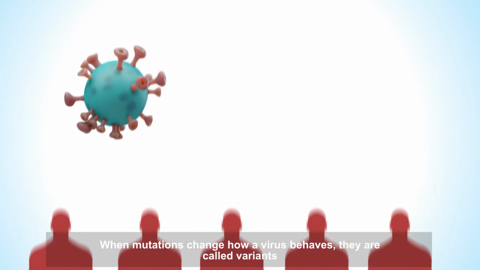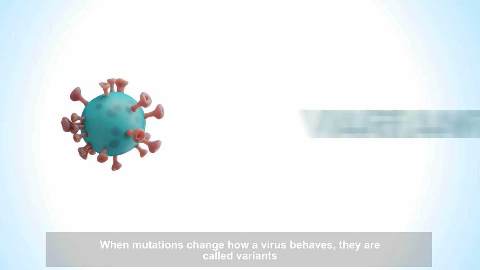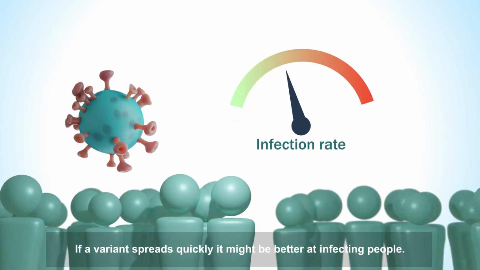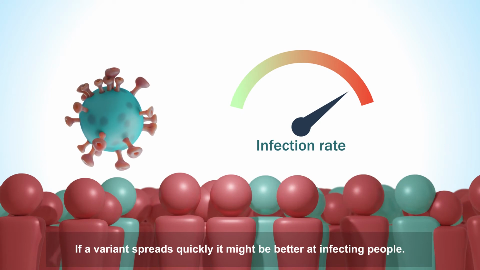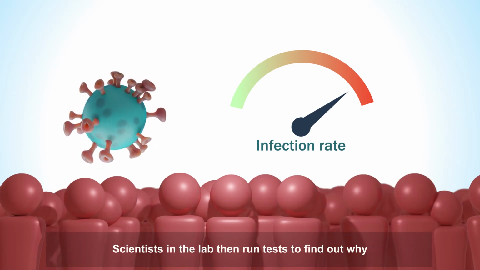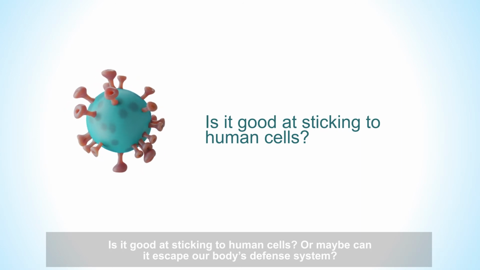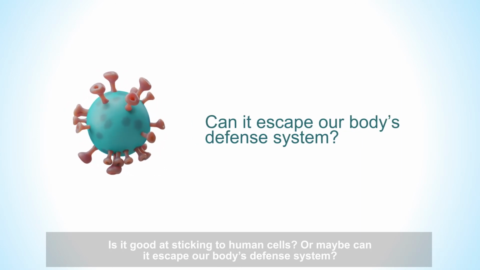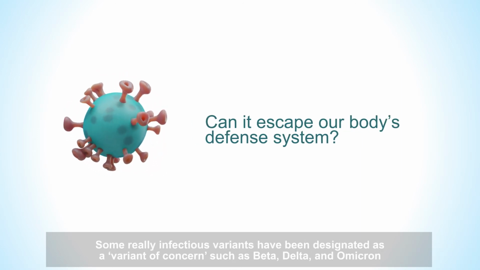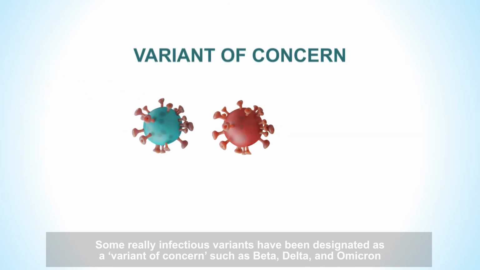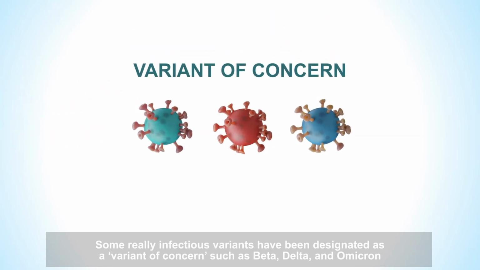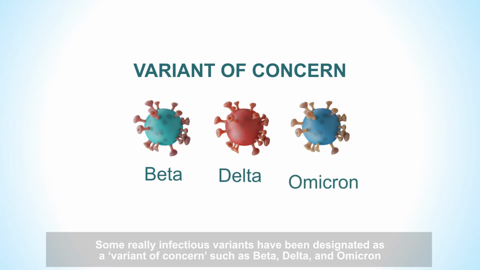When mutations change how a virus behaves, they are called variants. If a variant spreads quickly, it might be better at infecting people. Scientists in the lab then run tests to find out why. Is it good at sticking to human cells? Or maybe, can it escape our body's defense system? Some really infectious variants have been designated as a variant of concern, such as Beta, Delta, and Omicron.